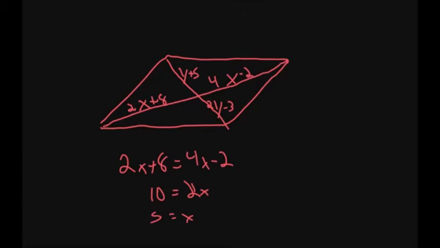Now you have to put that into one of those equations to solve for the length of that line. So I'm going to put the 5 into the 2x plus 8, so that's going to be 2 times 5 plus 8. So 2 times 5 is 10, plus 8 would be 18.